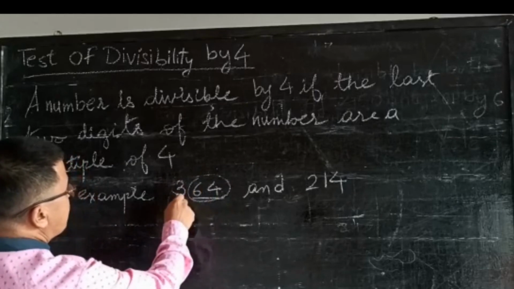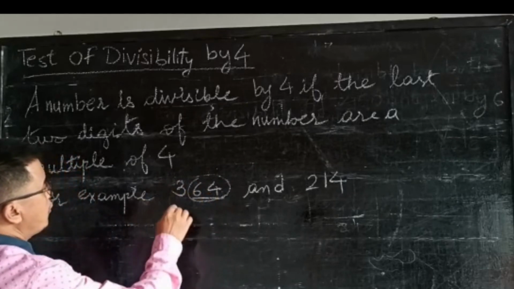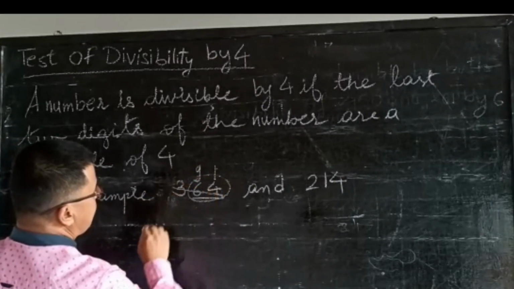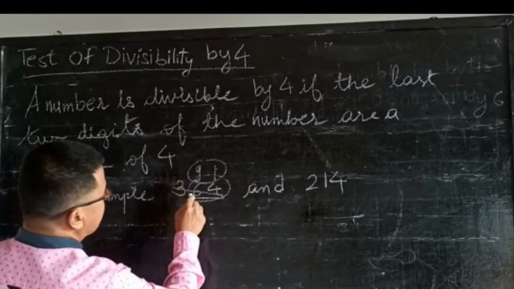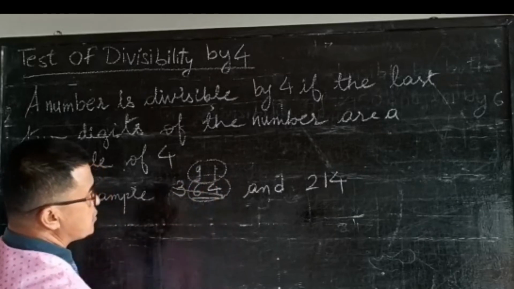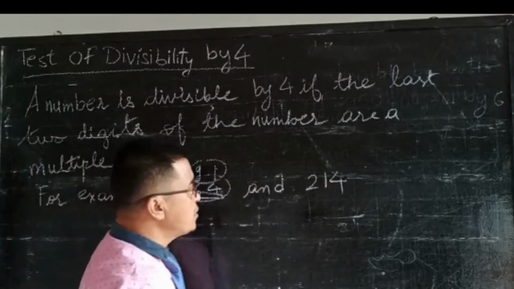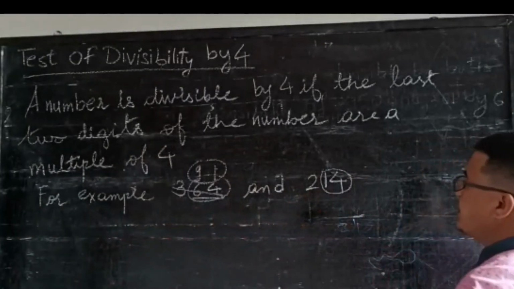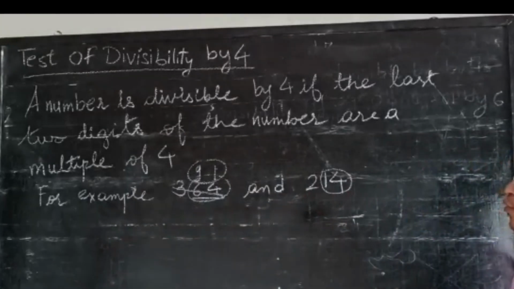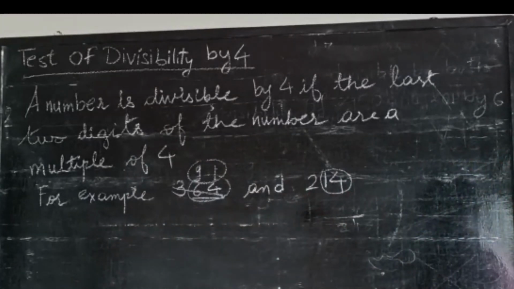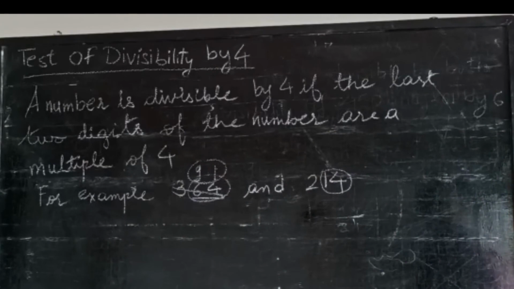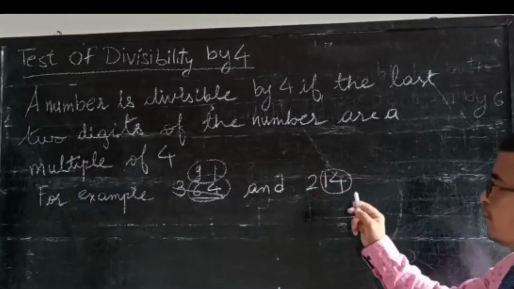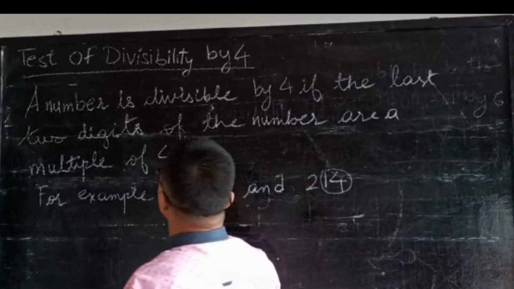So this 364 will be divided by 4. We'll see here. 4 nines are 36, 4 ones are 4. So 4 will go into 364 91 times. Another example is 214. We take the last two digits, 1 and 4, 14. 4 ones are 4, 4 twos are 8, 4 threes are 12, 4 fours are 16. This 14 is not a multiple of 4. So this number cannot be divided by 4. So it is not divisible by 4.